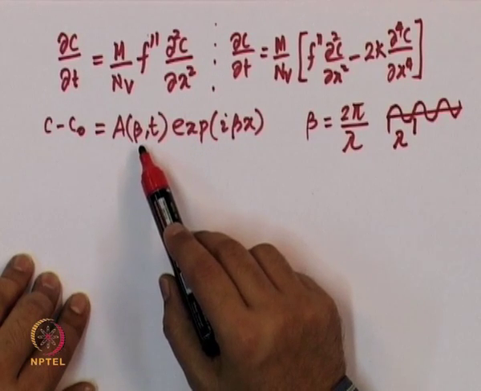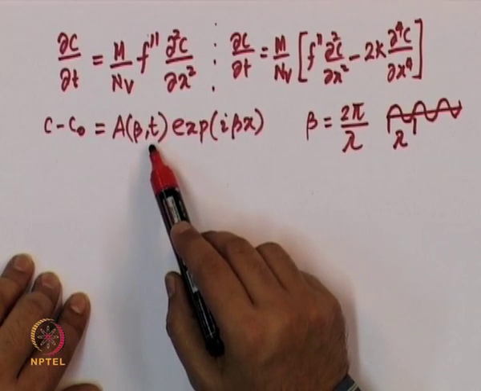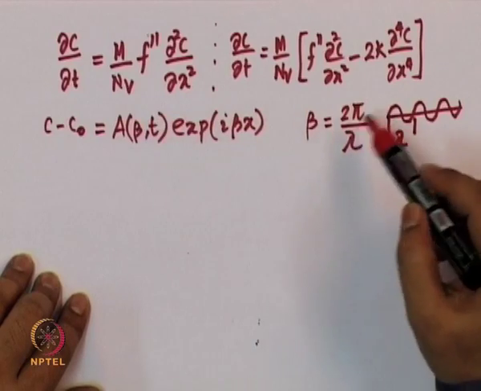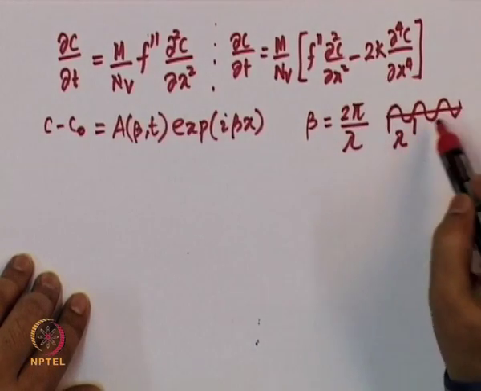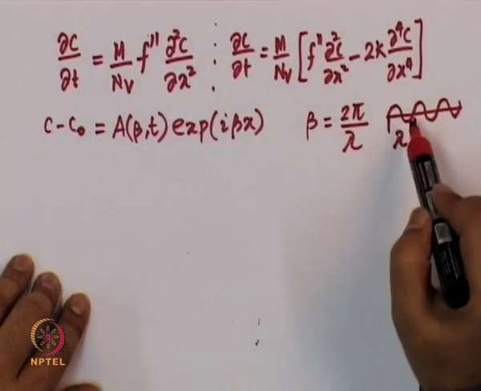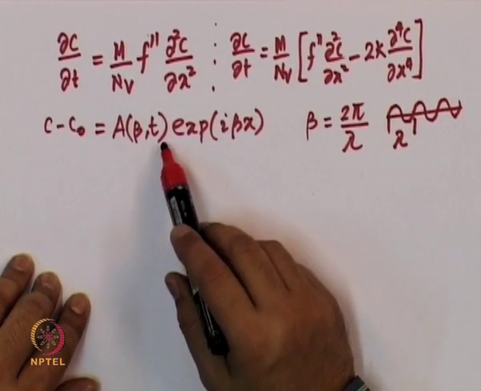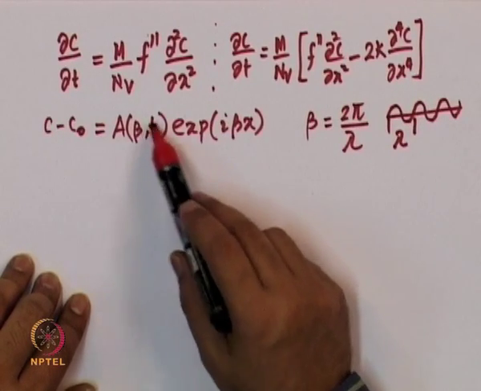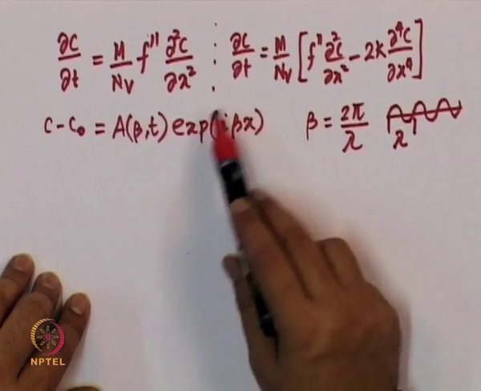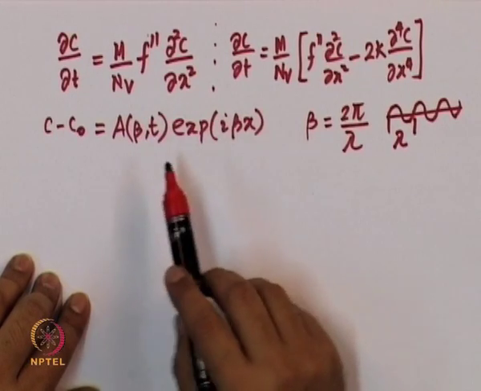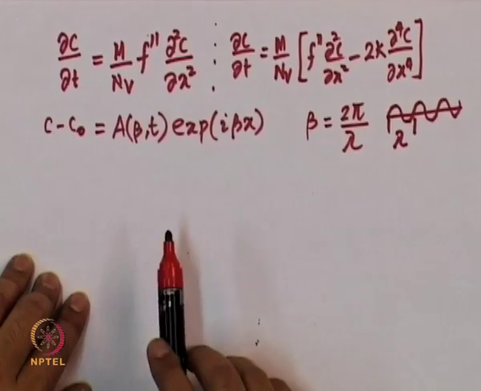If this A(β) is going to grow, then that fluctuation is going to grow, because that is the amplitude of the fluctuation. And if the compositional fluctuation dies down, A(β) decreases with time, because this is the only time dependent term, and this is the only position dependent term. That is what we are trying to do.